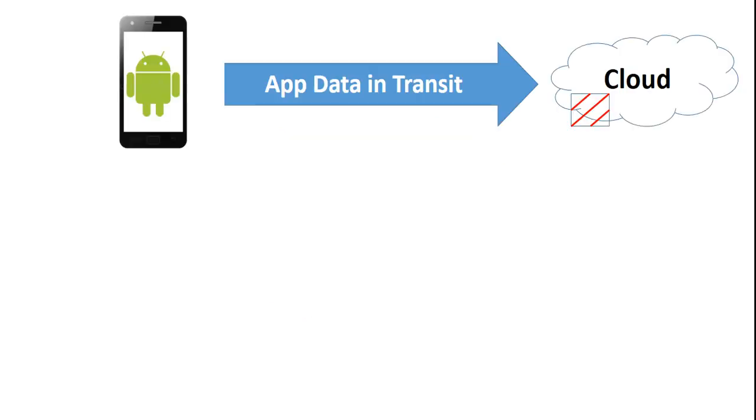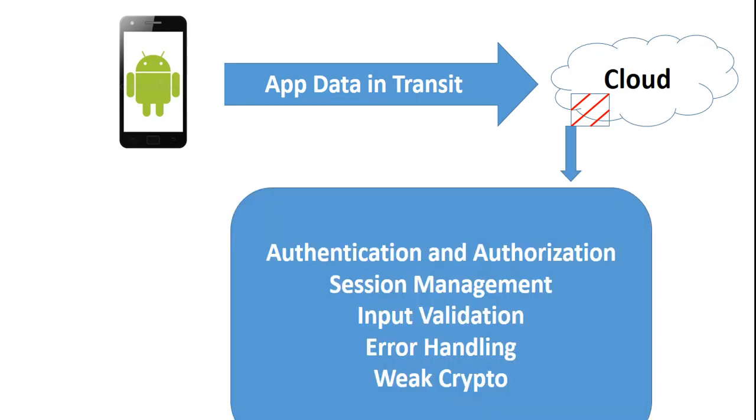Okay? Now another thing is web services. Web services are almost similar to web applications. So it is possible that a web service can be affected by all the common vulnerabilities that a normal web application can have. For example, you can leverage many different types of vulnerabilities and threats, like authentication and authorization vulnerabilities.